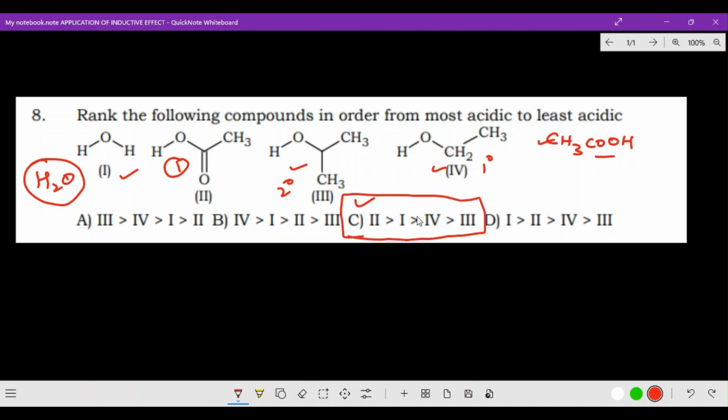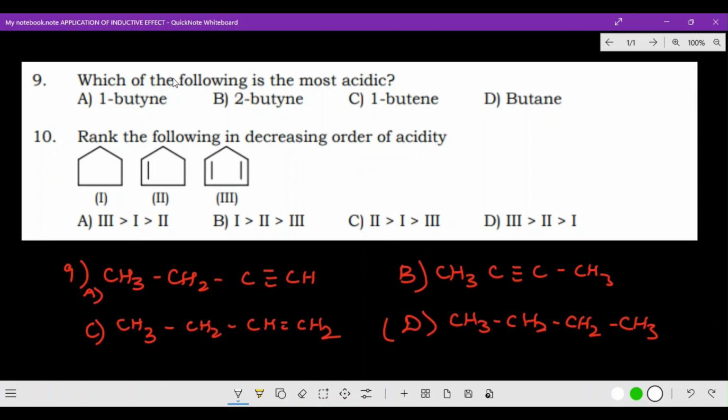Hope you got a clear idea. In this point, which of the following is most acidic? 1-butyne, 2-butyne, 1-butene and butane. Easily you can identify that the alkyne is more acidic than the alkane, butane. So butane will be the last because of the electron withdrawing effect: sp, sp2, sp3 electronegativity. In that way also you can identify, so easily we can identify.